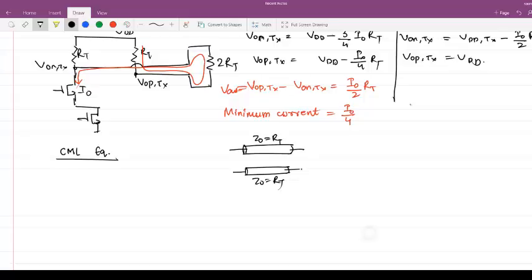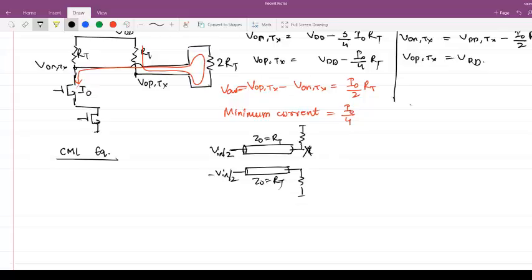Now in this case, let's say I have a resistance RT on each side, and I am applying a differential signal, which is basically V in by 2 and minus V in by 2. On the receiver side, the receiver terminal, let's call it the X terminal, is terminated with a resistance RT. It is terminated in a single-ended manner.